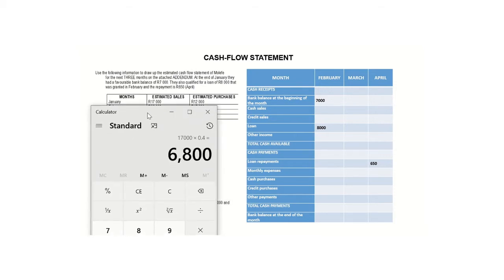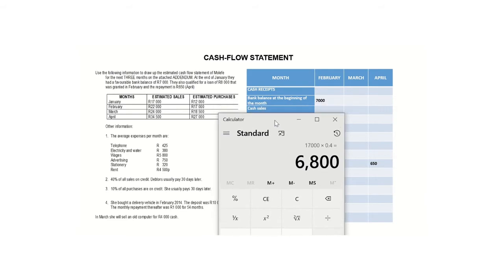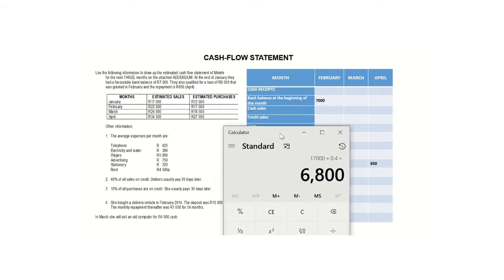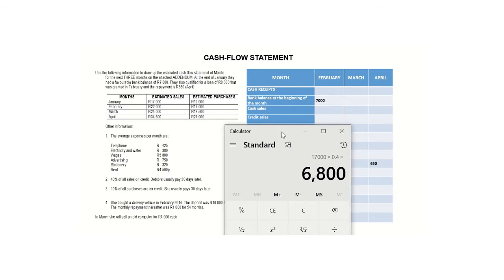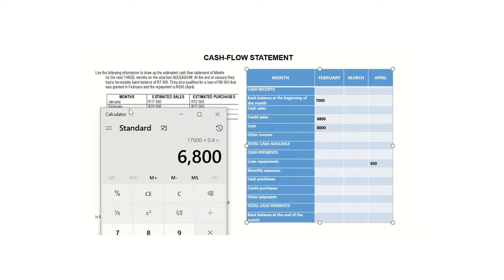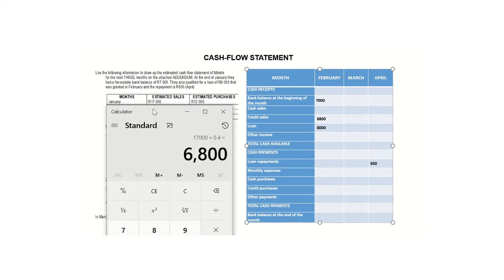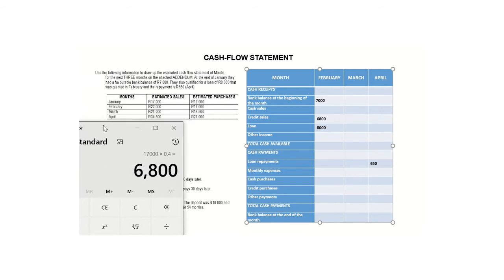It happened when? It happened in January. So if it happened in January, it's going to be received in February. The credit sales is going to be received in February. So in February, we are expecting 6,800 rand from the people who bought stock from us on credit. So we're going to capture the 6,800. Captured. Now we go again and say, okay, we're done with this transaction. It's complete. We're going to do all the sales until we finish them.